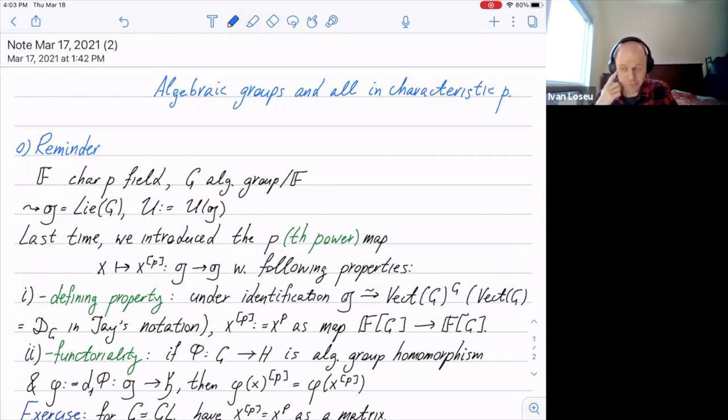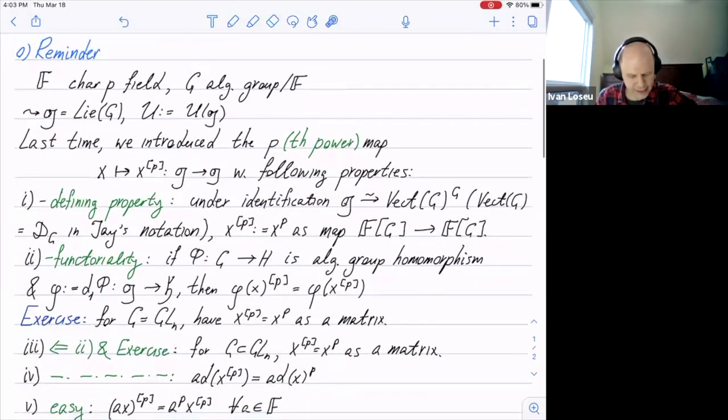roots of unity. And to start, I want to remind you about some things that were done by Jay in the previous talk. So, we start with a characteristic p field, let's call it F, and we take an algebraic group, let's call it G, and we have its Lie algebra and the universal enveloping algebra.